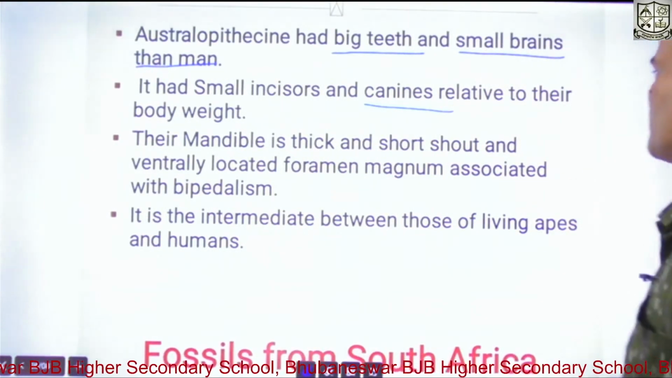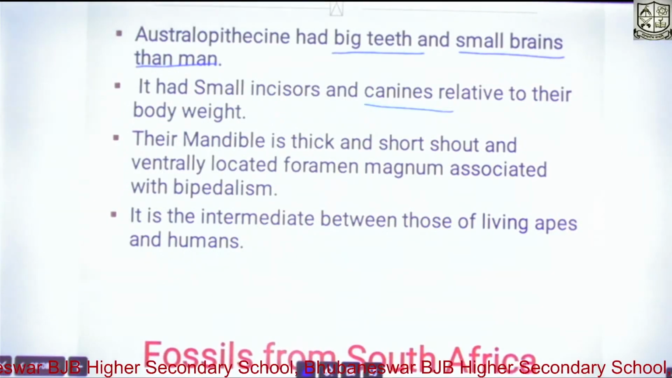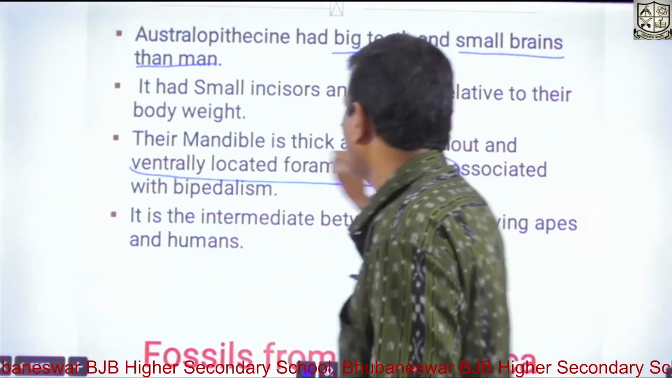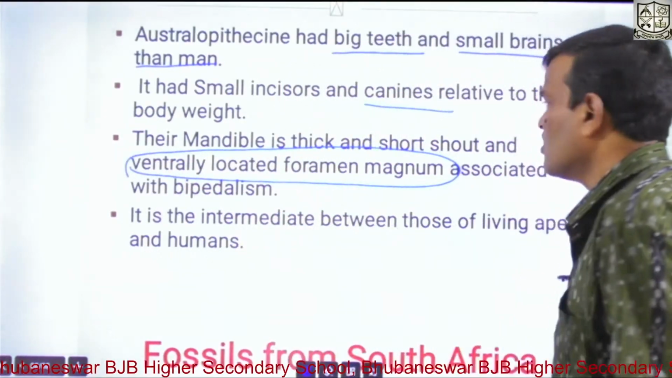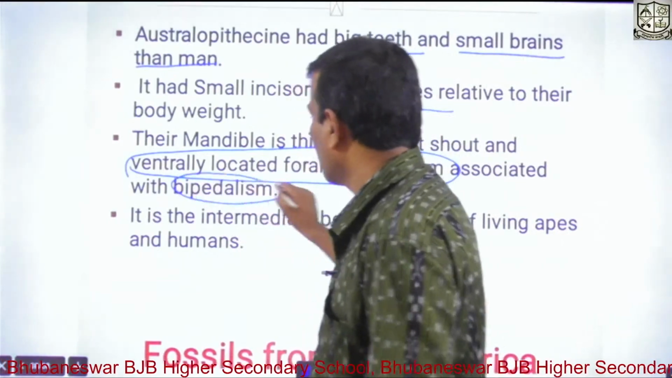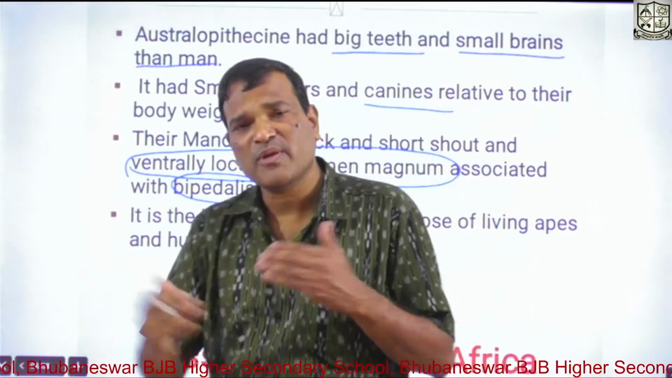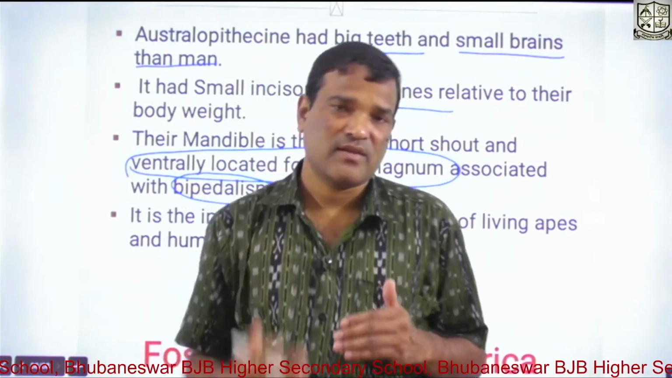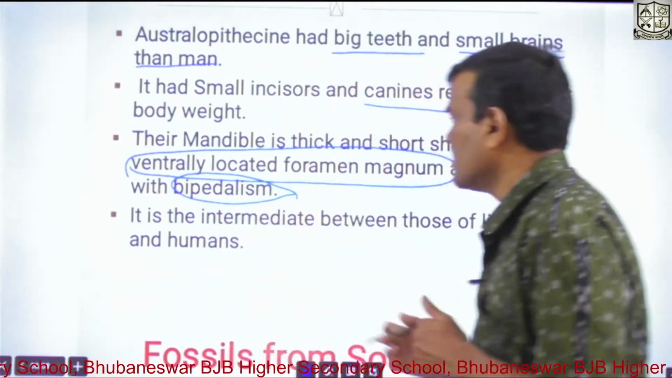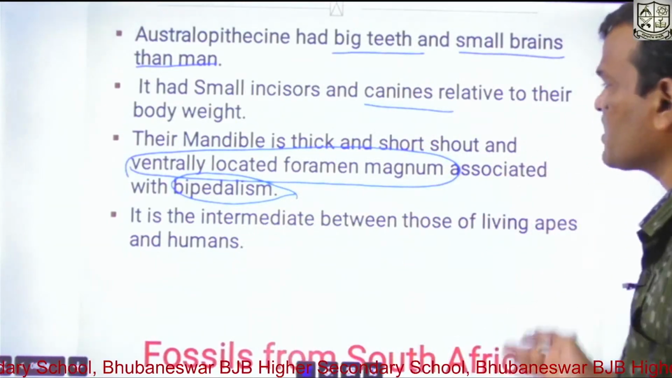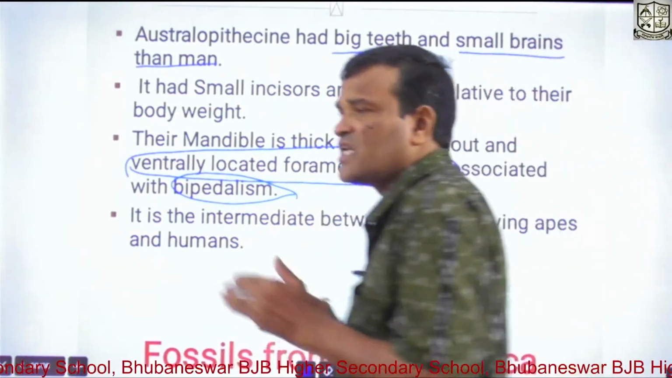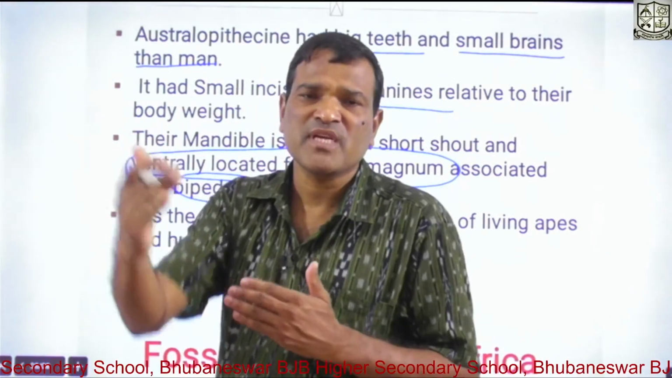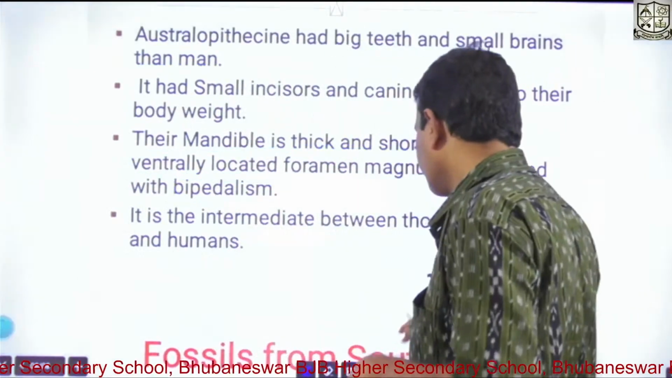Their mandible is thick and short, with a ventrally located foramen magnum, which is very important, as it is associated with the bipedal character. This shows that Australopithecus was a bipedal animal. It is intermediate between living apes and humans. Generally, it has been treated as the intermediate stage between the living apes and humans.